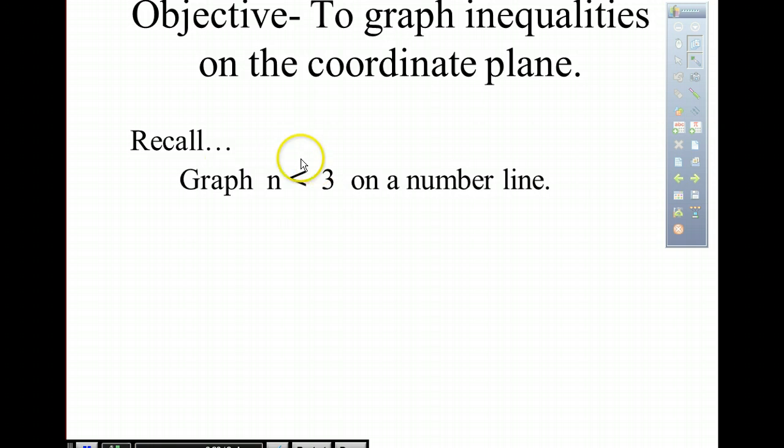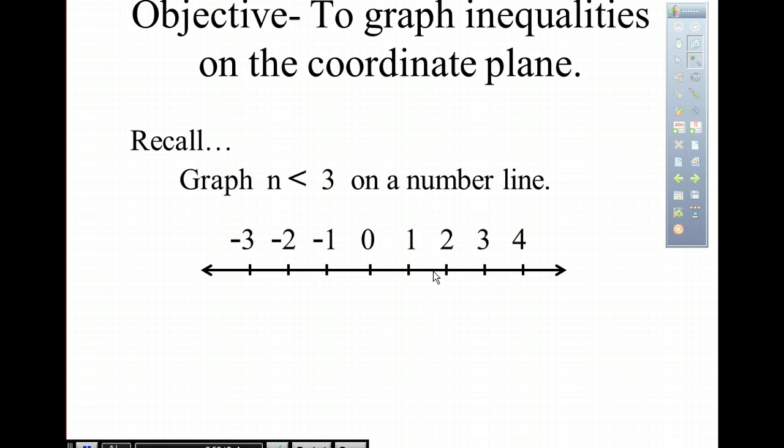So let's just recall graphing n less than 3 on a number line. What does that look like? This is just one dimension. So there's only one axis, only one variable, one axis, number line. These are all the numbers that are less than 3. Is 3 an answer here? No, 3 is not an answer, so how do we note that on the graph?